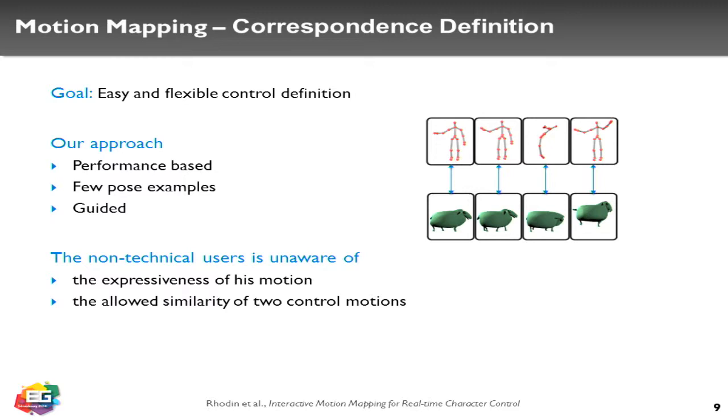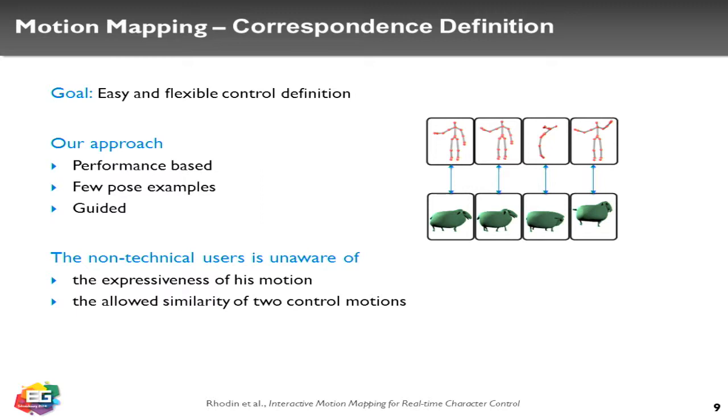As you are performing in front of the capturing device, you can see how the mapping is evolving. They provide a measure of how good the mapping is or not. So if you are doing something that the system considers not good enough, you will have some visual feedback and then you can change the mapping in real time.